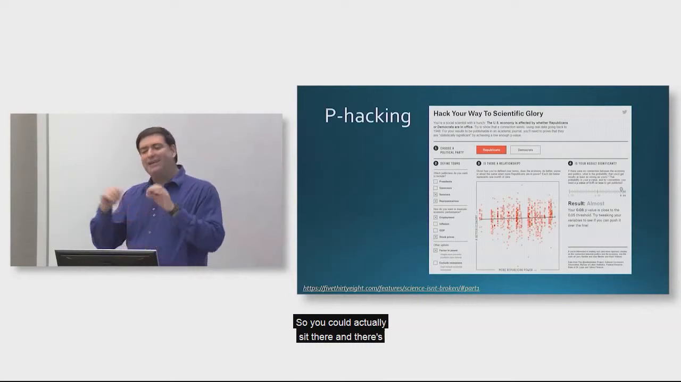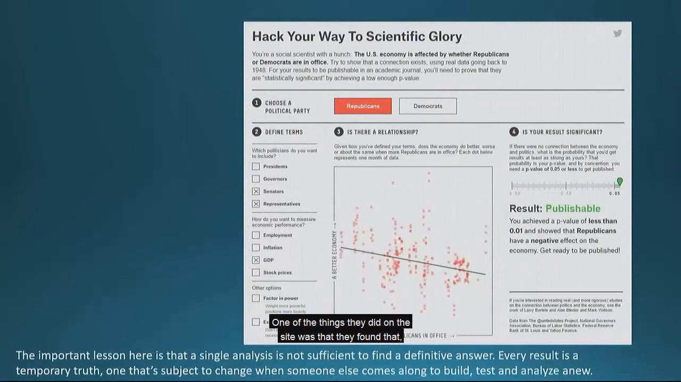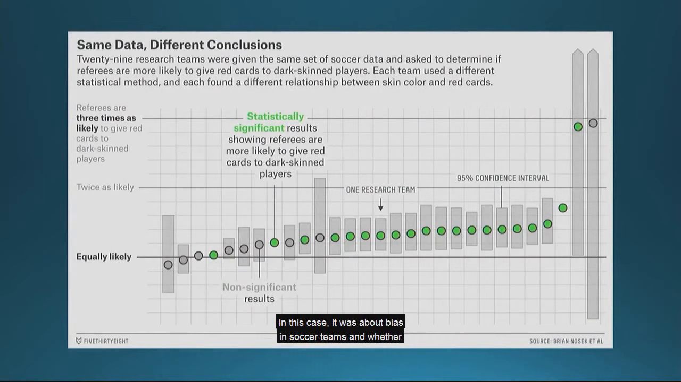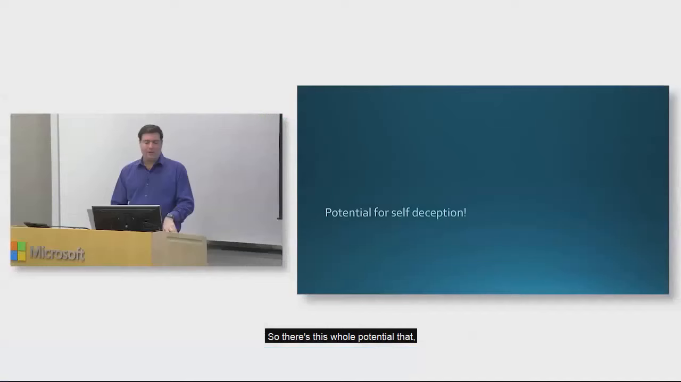So you can sit there, and there's a site you can try out for yourself to see those things. And one of the things they did on the site was that they gave the same data to 29 different research teams. In this case, it was about bias in soccer and whether there were more red cards given to dark-skinned players or not. They analyzed the data with 29 different research teams, and they found this variety of different responses. Most of them are kind of agreeing, a couple outliers, but you're seeing that it really helps to analyze this from many different points of view. So there's this whole potential that if you do this analysis, you might end up deceiving yourself.